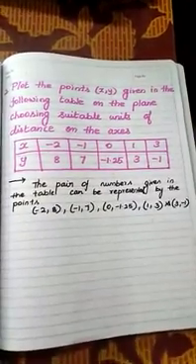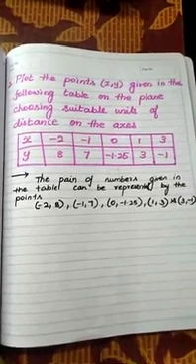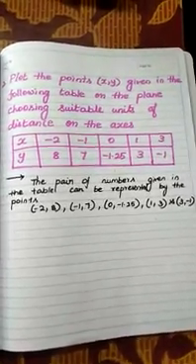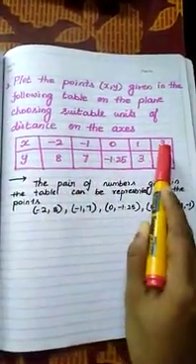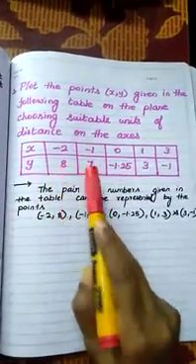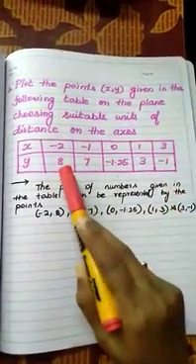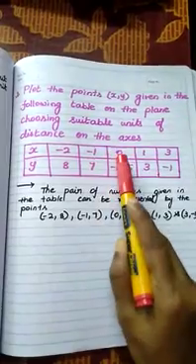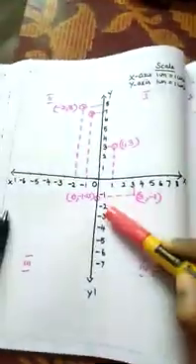The next problem: plot the points (x, y) given in the following table on the plane, choosing suitable units of distance on the axis. Here one tabular column is given. We just mark the points only. The x values are -2, -1, 0, 1, 3. And the y values are 8, 7, -1.25, 3 and -1. The difference is 1 unit only in the x values.